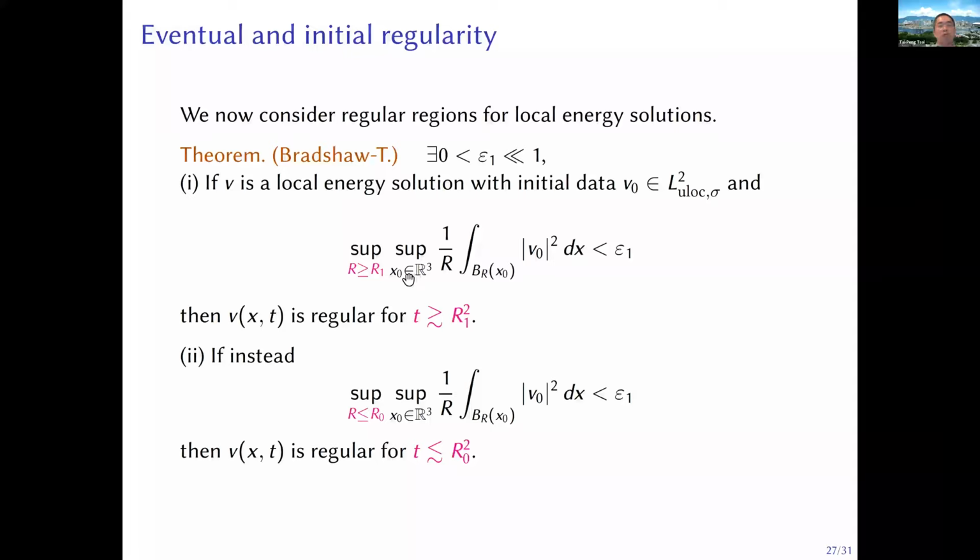But then if R, we look at only a large radius. So if this thing for R large enough is less than epsilon one, then V is regular for T bigger than R1 squared. So this is the eventual regularity result. On the other hand, suppose our condition is that this is true for R less than R0. This is only for small scales. If this thing here is small for small scales, then V is regular for T less than R0 squared. So this is the initial regularity.